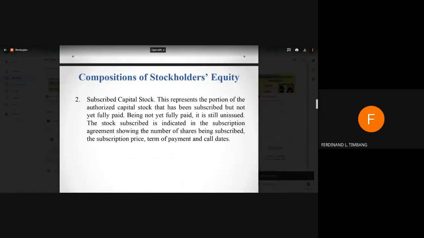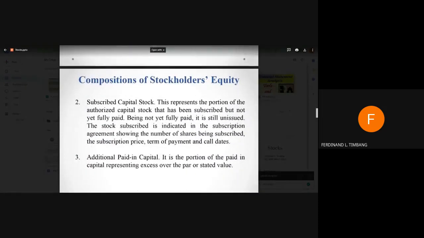Okay, so then we have the subscribed capital stock. So this represents a portion of the authorized capital stock that has been subscribed but not yet fully paid. Kaya nag-subscribe ka lang, pero hindi pa fully paid. Pero dapat bayaran mo, kasi you cannot receive the stock certificate or have full control of the stock if it is not fully paid. Dapat bayaran ng buo yan.